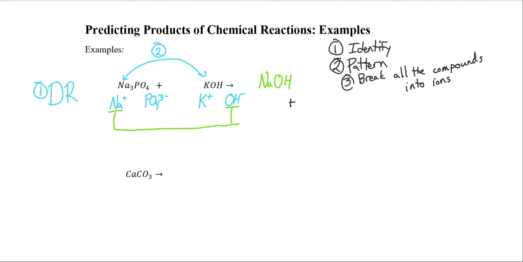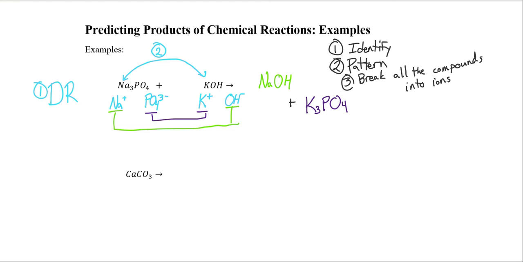What about the K and the PO4? I see the K is a 1 plus here and the PO4 is a 3 minus. That means I'm going to need 3 Ks to make 3 pluses in total to balance out those charges, right? So it will become K3PO4. So by identifying it's a double replacement, remembering my pattern, and breaking these compounds into their ions, it helps me predict the products. Let's take a look at this next example because it gets a little more challenging.